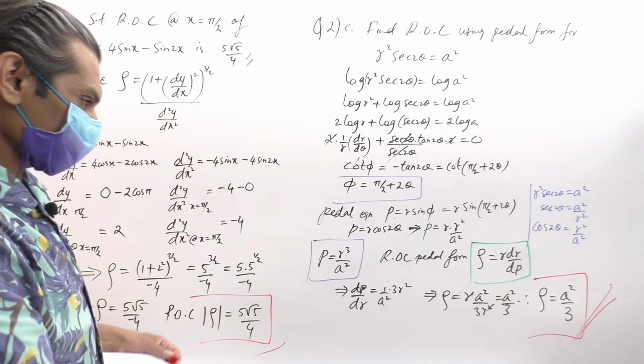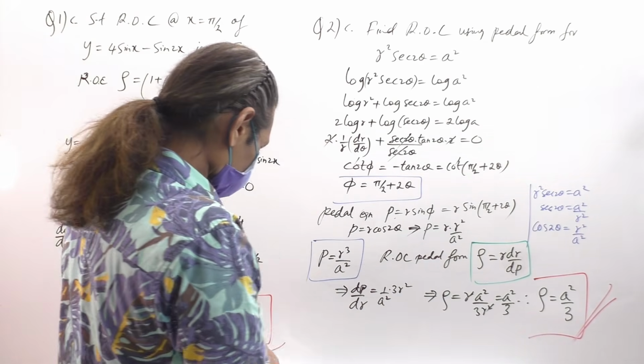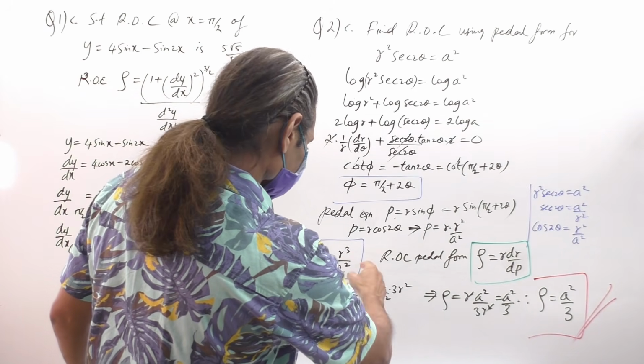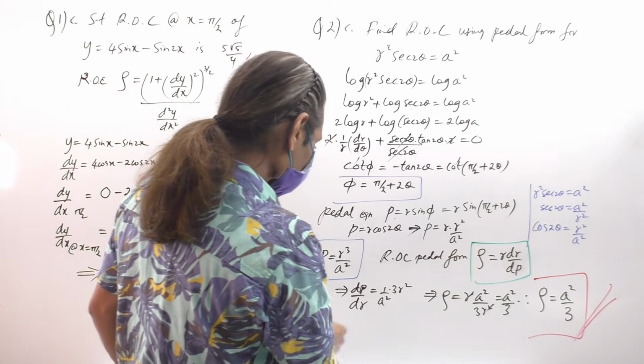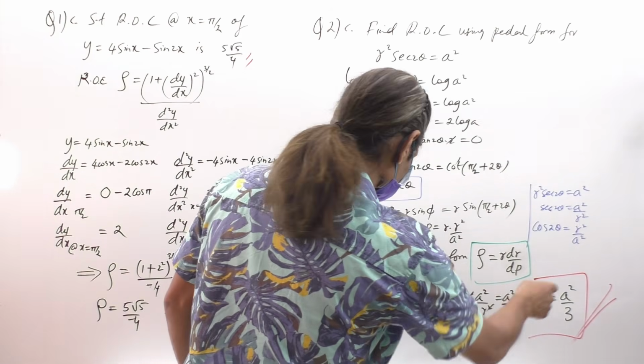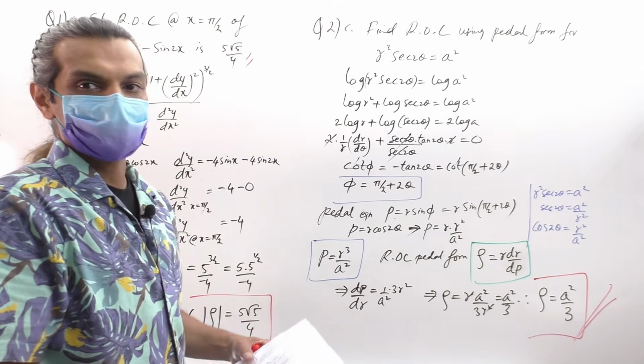I hope you understood this. Okay. Check it once again. So we find, okay, please verify it. So p is equal to r cube by a square. So we have dr by dp, right? So dp by dr is 3r square by a square. Fine. So rho is equal to r dr by dp, a square by 3r square. Yeah, r cancels. So a square by 3 is the solution for this question.